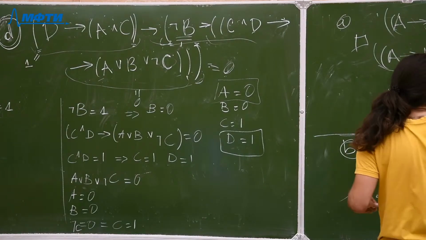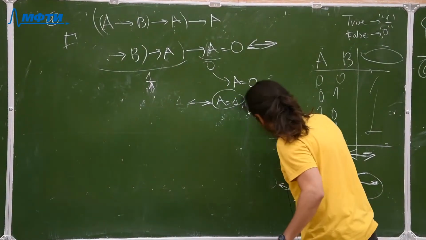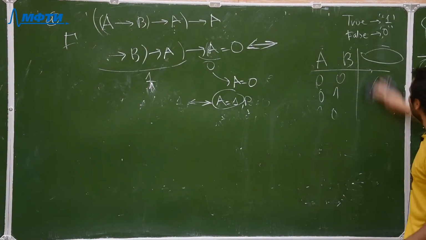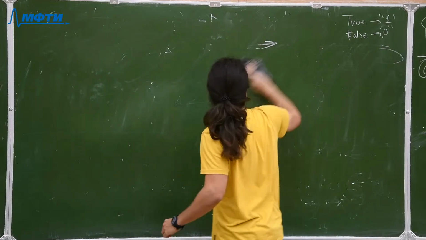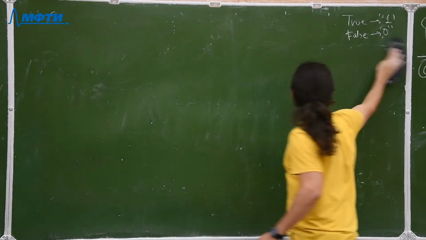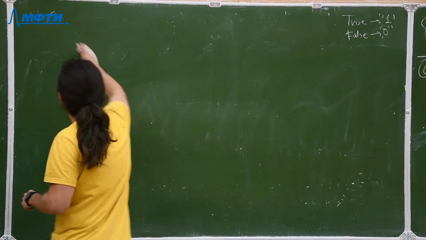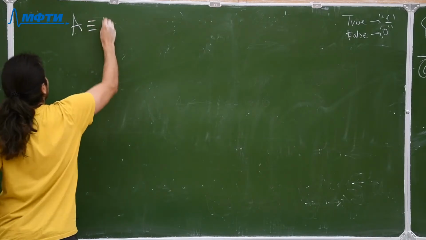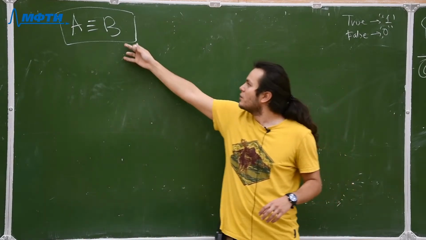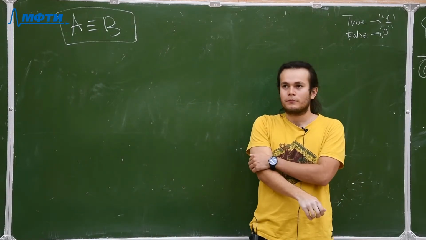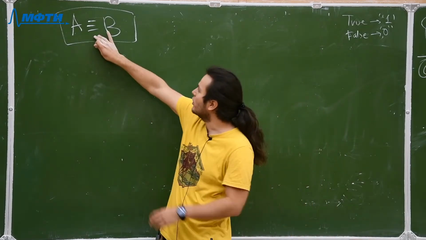Okay, next. Now, we already know what a tautology is, and that's it. Okay. Next. What is the meaning of this notation? A equivalent to B, equivalent, not equal. And what does it mean?